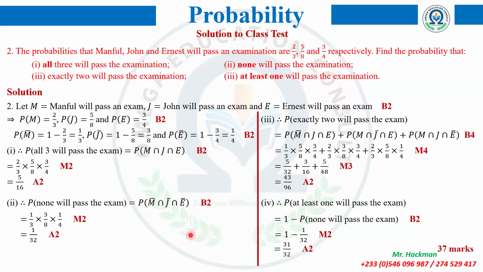Now let's quickly go and look at question 2. Let's read the question again. The probabilities that Manfo, John, and Ernest will pass an examination are 2 on 3, 5 on 8, and 3 on 4, respectively. Find the probability that all 3 will pass the examination, none will pass the examination, exactly 2 will pass the examination. Then this will be Ivan. Please take note, it's a typo error. So this should be Ivan. So I will do the change later and send it to you.